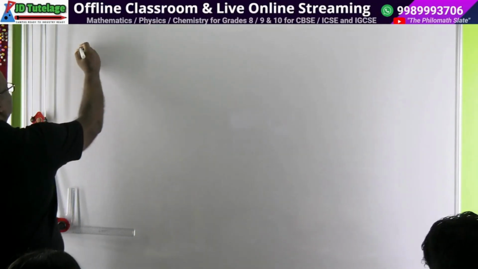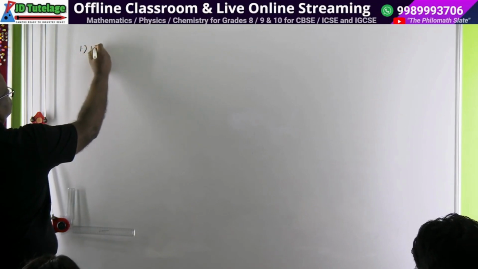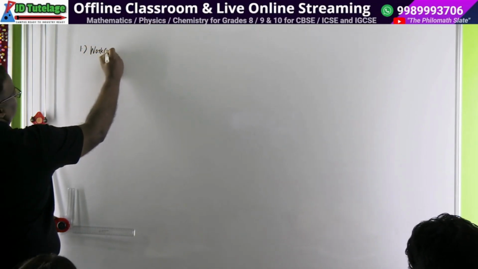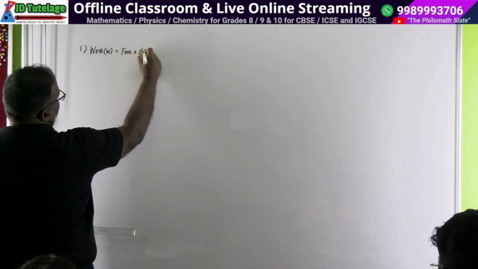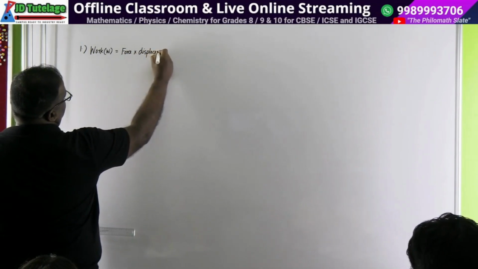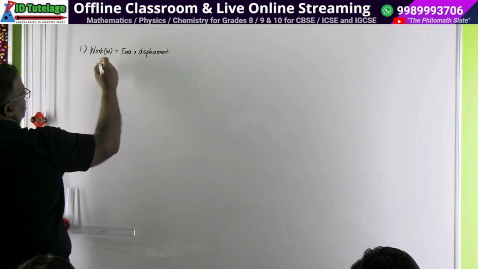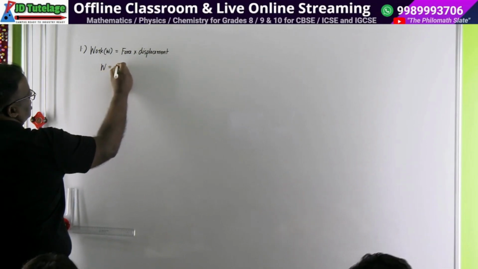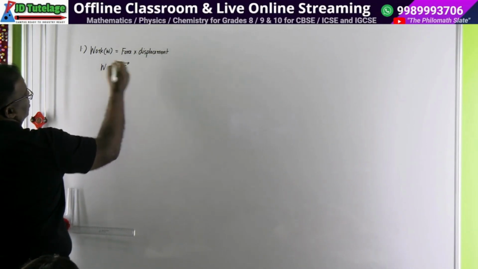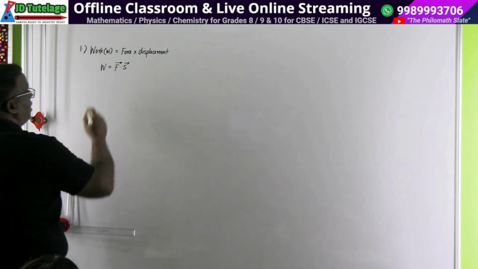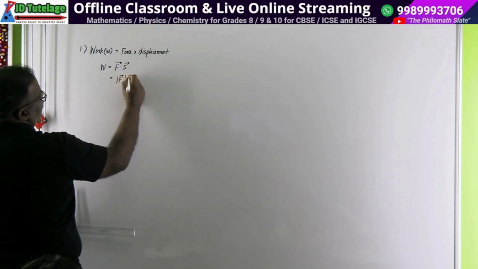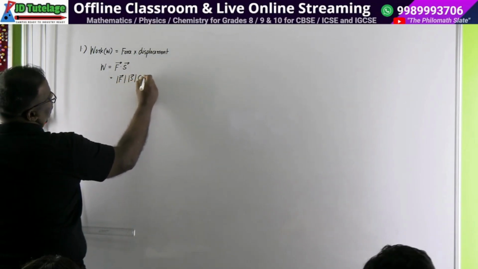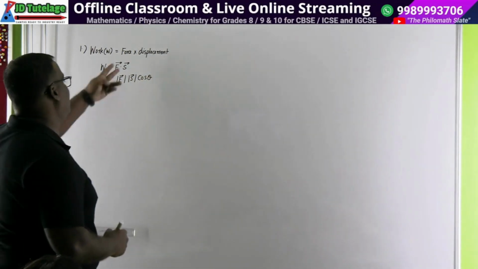We start with a little bit of revision of last class. Whatever we had concluded so far: work W is defined as force multiplied by displacement. We understood this in deeper terms, where we said work is the dot product of force and displacement vector. This boils down to magnitude of F multiplied by magnitude of S into cos theta, the angle between the F vector and the S vector.